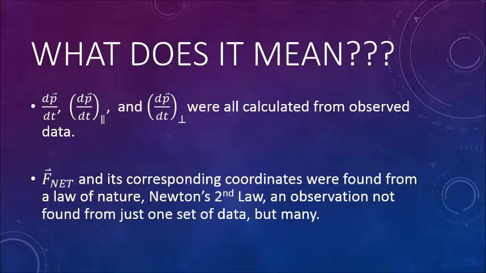What does it mean? How do dp/dt and F net differ? We did set them equal to each other after all. Well, the change in momentum components we calculated from algebraic manipulation of observed data. All net force values we found by using a law of nature, and it is a relation that can't be calculated directly from gathered data, unlike momentum. It's a difference of concrete and abstract.